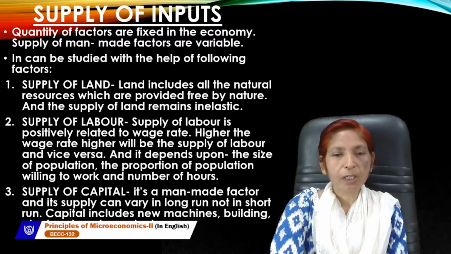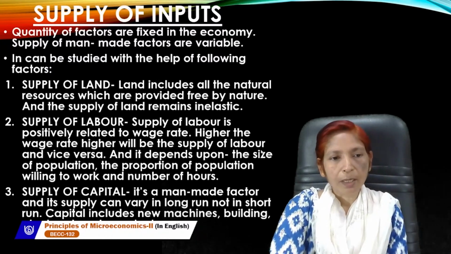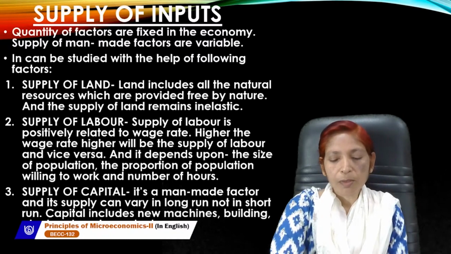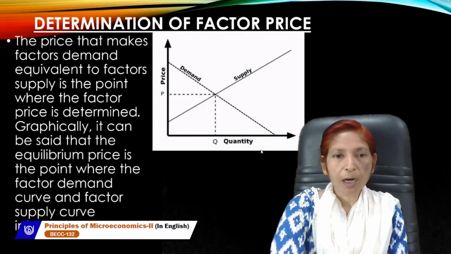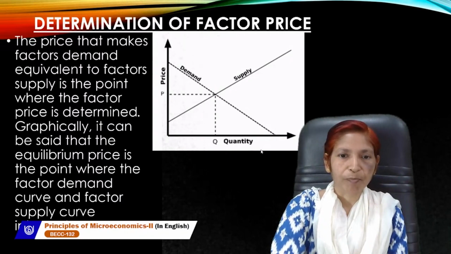Supply of land includes natural resources, soil or land area which are provided by nature or God, and supply of labor depends upon wage rate and size of population. Now, where supply and demand both intersect each other, the factor price is determined at that point.